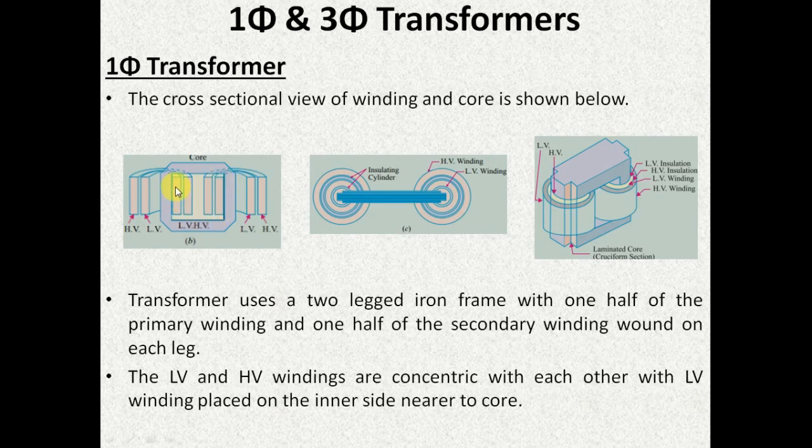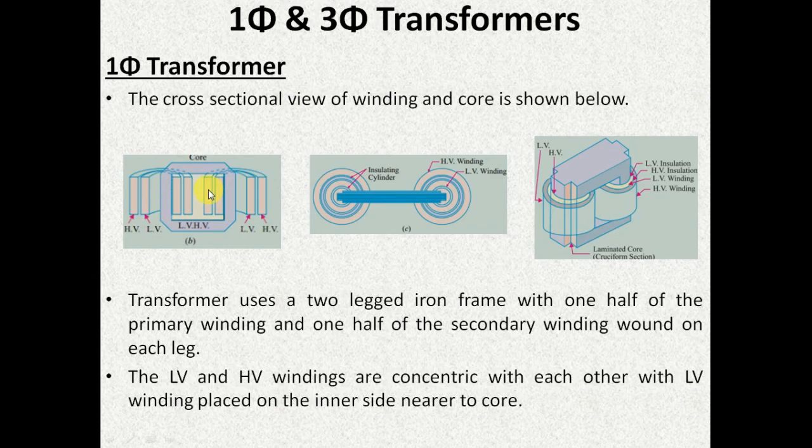So this will be made up of numerous conductors. If you know the cross-sectional area of a single conductor, then multiplying it with the total number of turns, you will be able to calculate the area occupied by this portion of the low voltage winding and this portion of the low voltage winding.